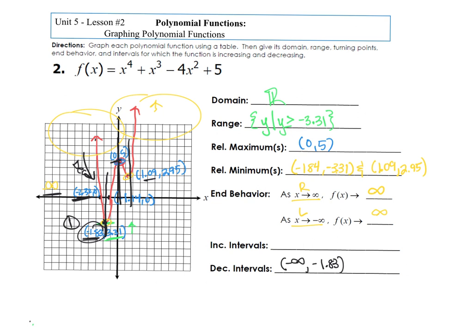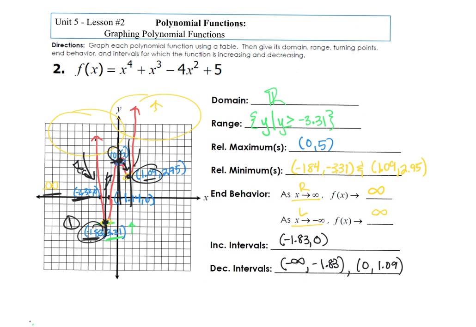Okay, and then in our next section, from this point to our next min or max, which was at 0.5, we are going up. We are increasing. So we say we are increasing between the x values negative 1.83 to 0. That was the x value for that turning point. Okay, and then from this high point to my next low point, we are decreasing, but we're decreasing from the values of x of 0 to 1.09. Okay, we were going down. So 0, 1.09, we are decreasing.